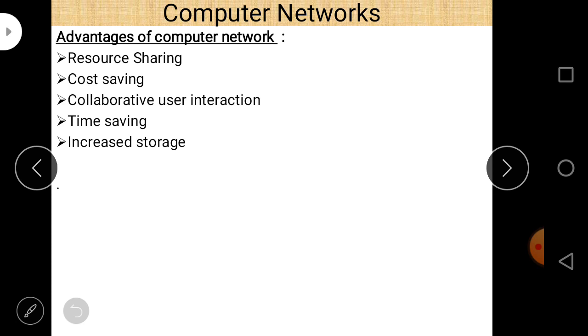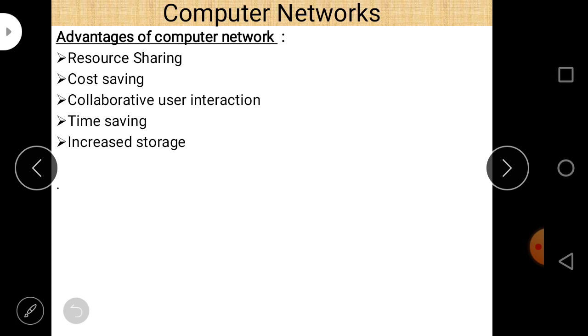And second, of course, cost saving. It reduces the cost because resources are shared. Third is collaborative user interaction. Different users interact with each other using a computer network. So this is another advantage of computer networks.